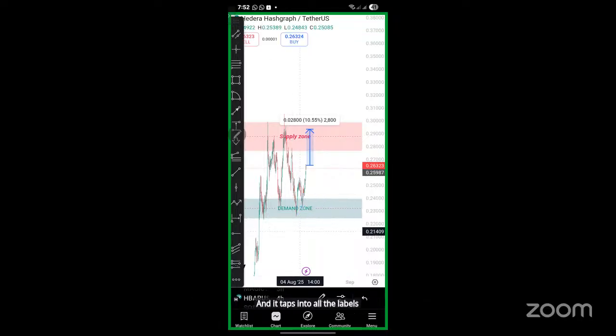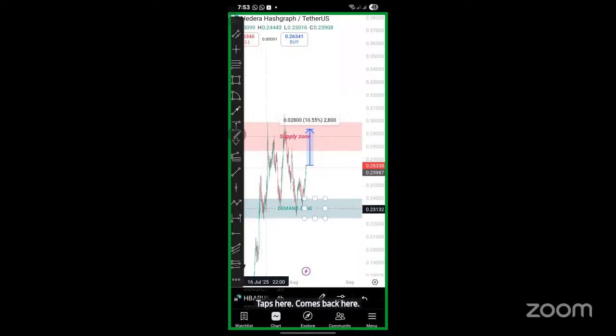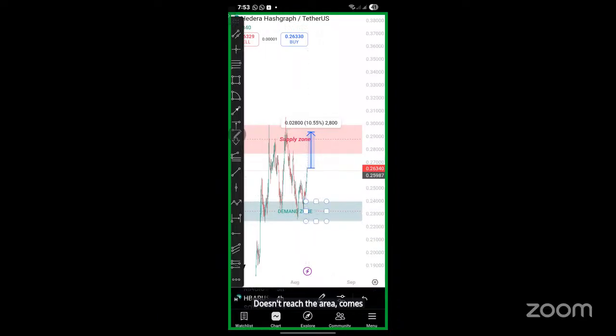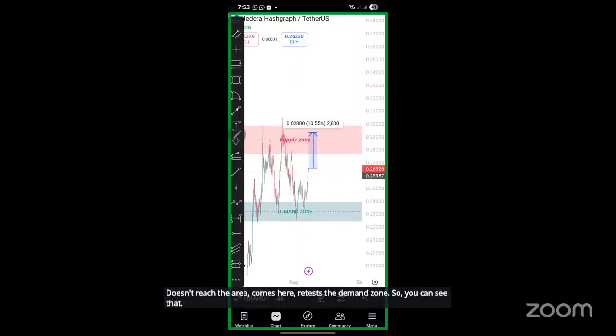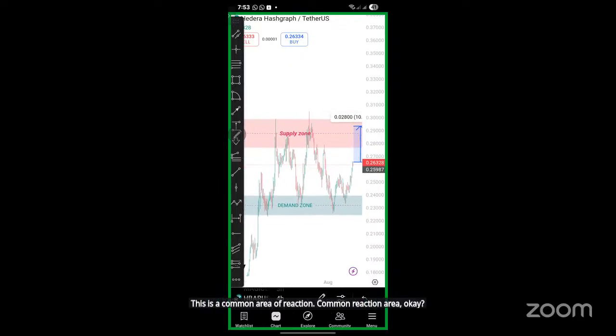I just say this is all the demand zone, because in the 4 hours I've seen, it taps here within the demand zone, comes back here, taps into the demand, comes back here, price comes back here, taps into the demand, comes back here again, taps into the demand zone, comes here, doesn't reach the area, comes here, retests the demand zone. So you can see that this is a common area of reaction. Besides being a demand zone, it is a common reaction area. Price is respecting this area so much.